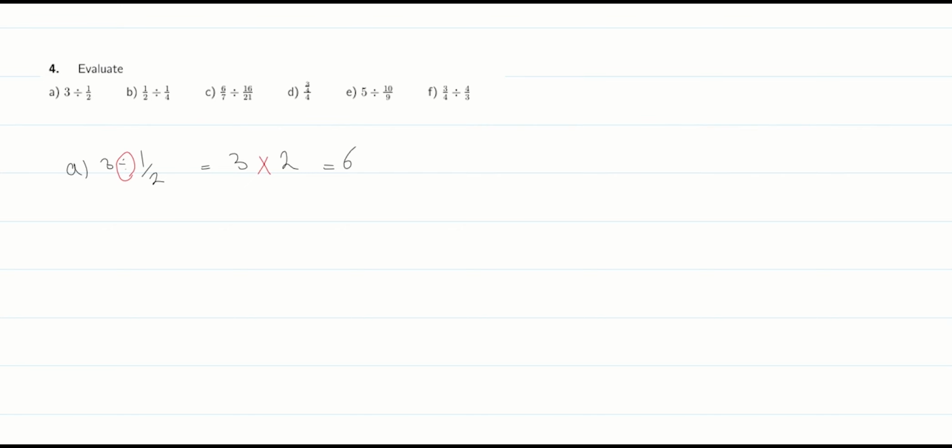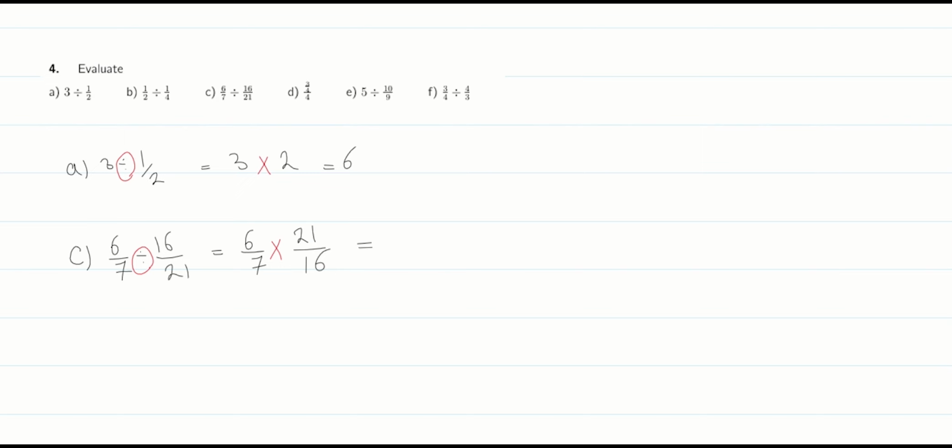Now, let's say that we want to solve c. We have 6 over 7 divided by 16 over 21. Again, we're going to write the first number. Then we're going to change the division sign to a multiplication sign. Then we're going to take reciprocal from the second number. We just flip the second number. It should be equal to 21 over 16.